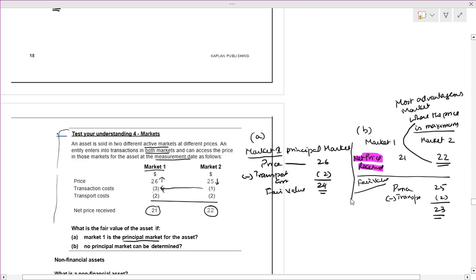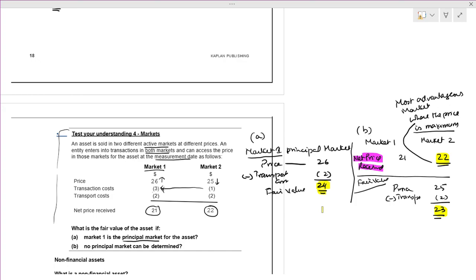Is it okay? Yes. So for B the answer is market 2. Here we are talking in terms of the fair value. If you take fair value, where the fair value is high, that is in market 1. If you take question B, where is the most advantageous market, where the value is high.